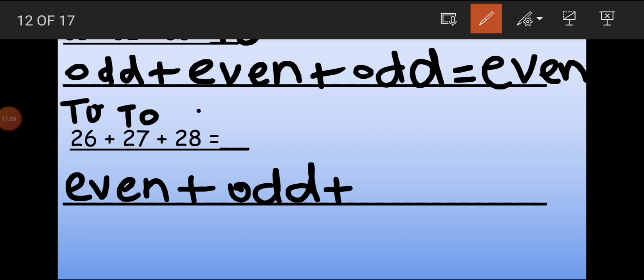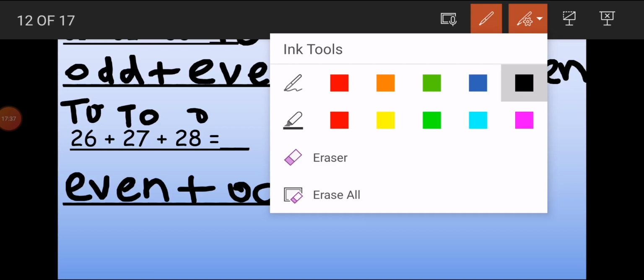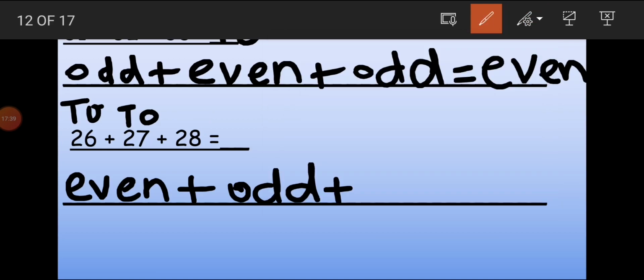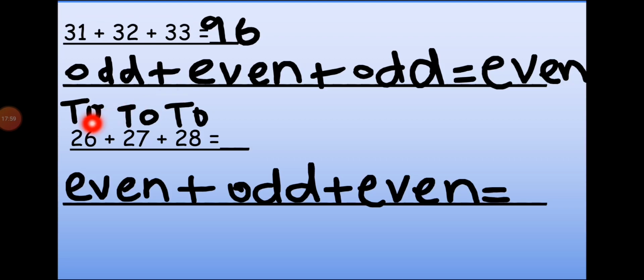Look at the third number, 28. 8 is the ones and 2 is tens. So 8 is on the ones place and 8 is the multiple of 2. 2 to 4 to 6 to 8, 4 times. So the whole number 28 is an even number. Now we will add them and find out when we add even, odd and even, what we get in answer, even or odd.